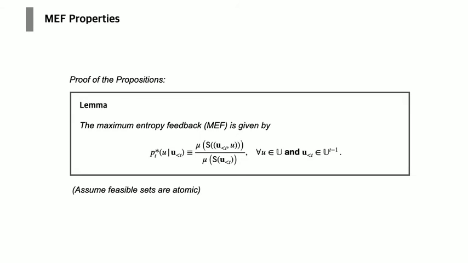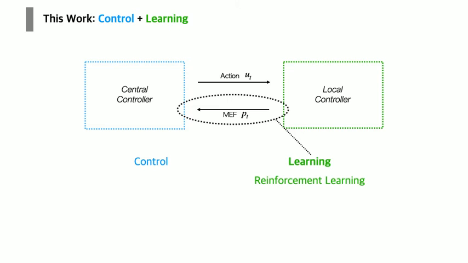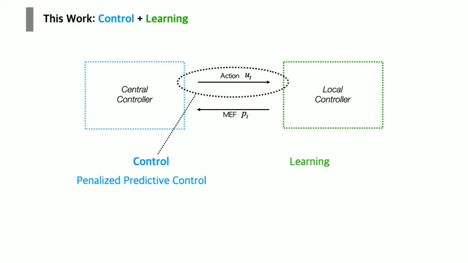The proofs are based on this lemma, which shows an explicit expression of the MEF, and it shows that the MEF value is proportional to the size of a feasible set. Recall that in this work we combine learning and control to handle this two-controller system. The optimization in the definition of MEF cannot be solved in real time, so we need a way to efficiently approximate the MEF. This will later be shown in our experiments, where we use reinforcement learning to train a local controller that generates the MEF PT.